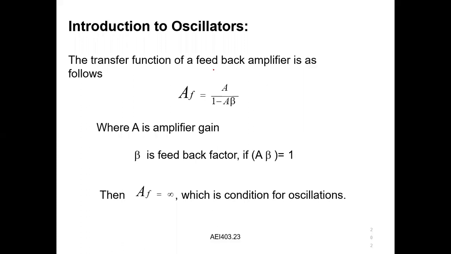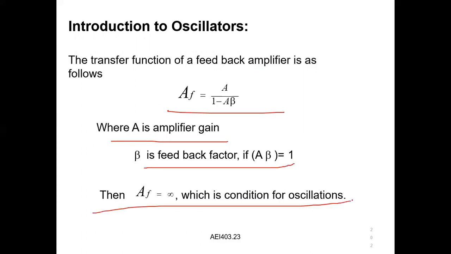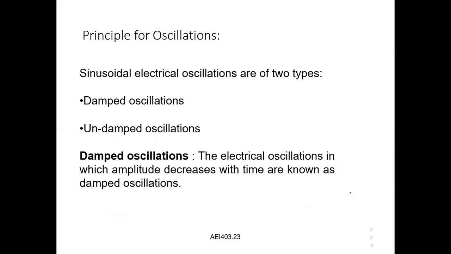The transfer function of the feedback amplifier is as follows: AF is equal to A divided by 1 minus A beta, where A is the amplifier gain and beta is the feedback factor. AF equal to infinity is the condition for oscillations. So, the principle for oscillation.